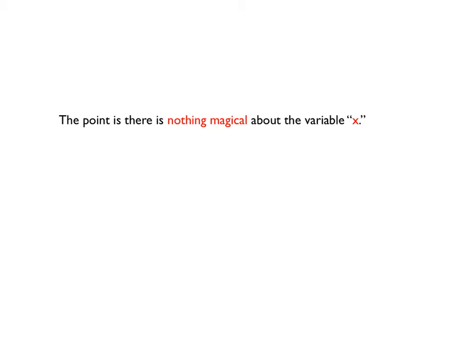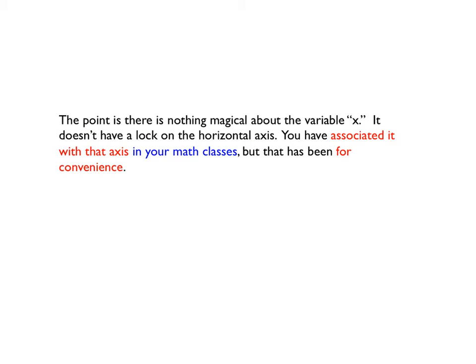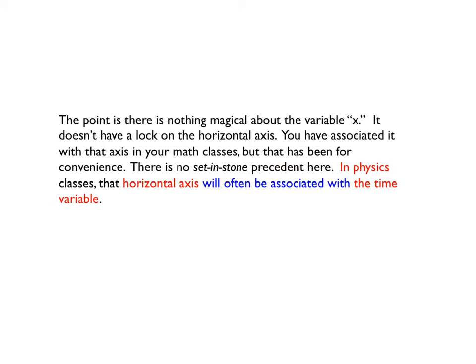The bottom line is that there's nothing magical about the variable x. It doesn't have a lock on the horizontal axis. You have associated it with that axis in your math classes, but you've done that for convenience sake. There is no set-in-stone precedent here. In fact, in physics classes, the horizontal axis will often be associated with the time variable. Anyway, that's it.